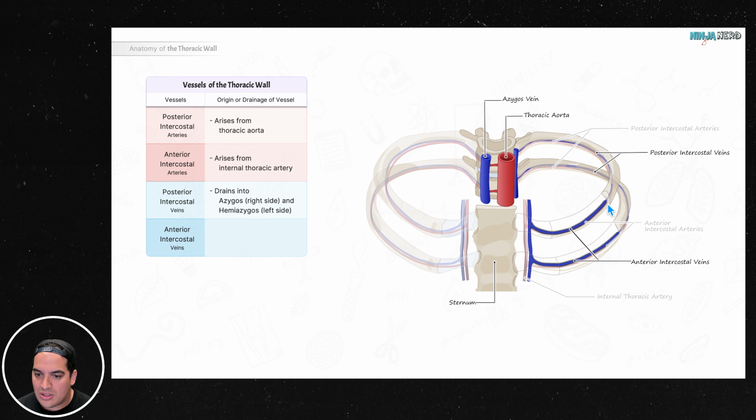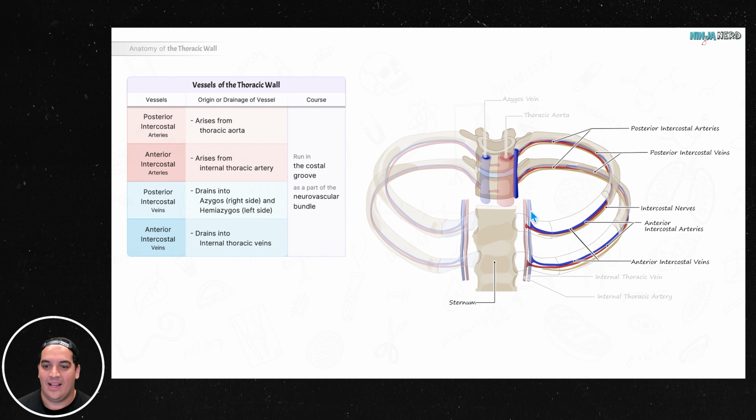The anterior intercostal veins, these drain here. This was the internal thoracic artery. What do you think this one is? The internal thoracic vein or the mammary vein, all right? Now, again, it's important to remember that these arteries and veins, the intercostal arteries and veins, they run as a part of the neurovascular bundle.